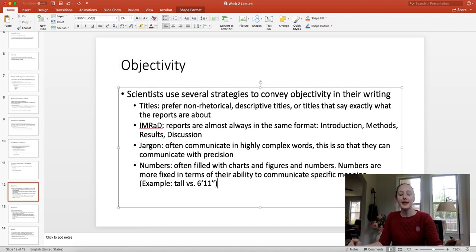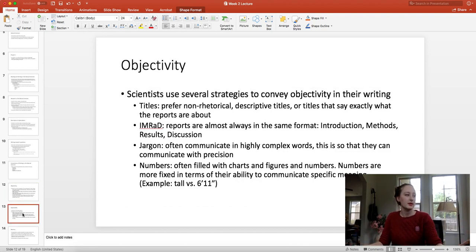Numbers, can't get more objective than numbers. So you'll see a lot of charts and figures and numbers. These are very fixed in their ability to communicate a specific meaning. So you could have the word tall, like the plant was tall. Great. How tall? What's tall for you might not be tall for me. So an example where numbers are more precise and objective is, oh, it was 6'11". So being more objective with numbers.